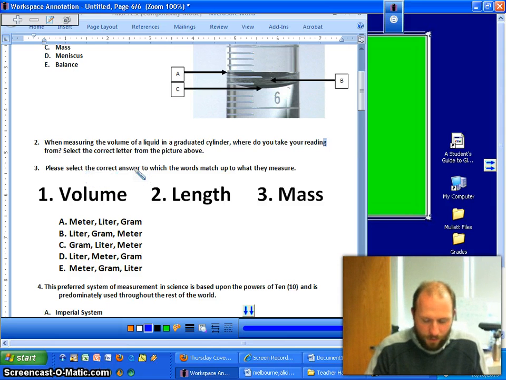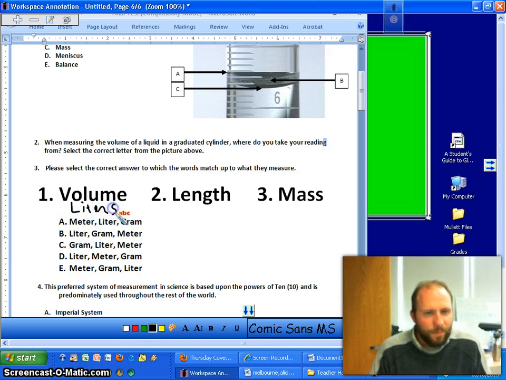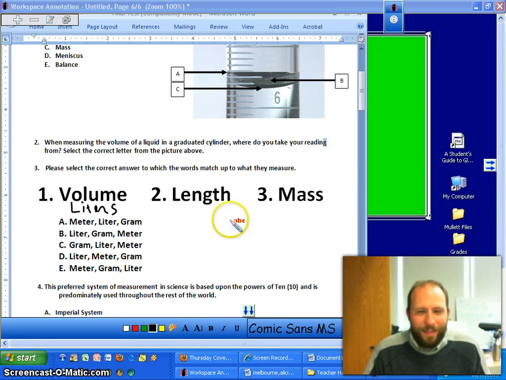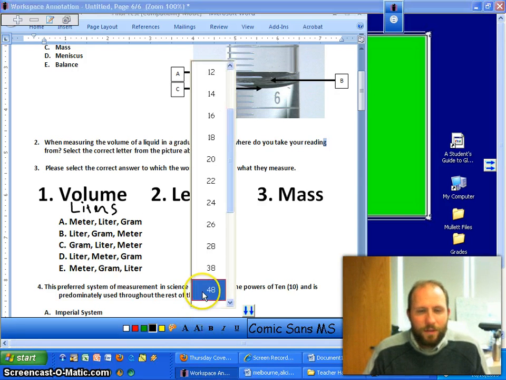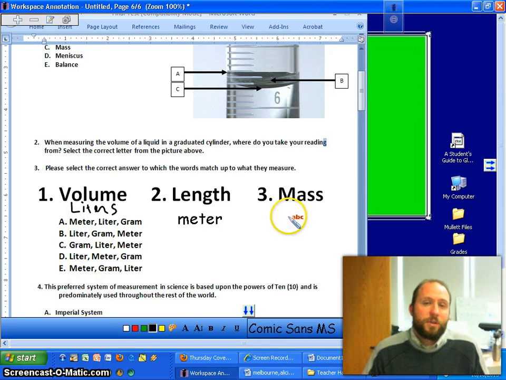Let me try that again. Volume is measured in liters. And then length is measured in meters. So I'm going to change this up here. Meter. And that's better. And then mass, well, when we're measuring our mass, we measure in grams.